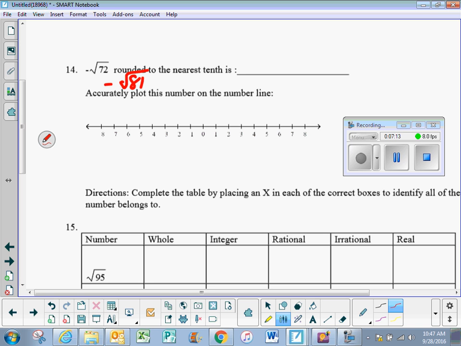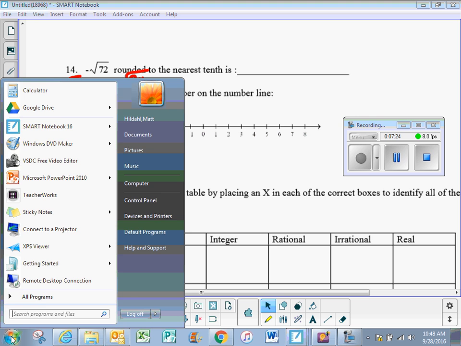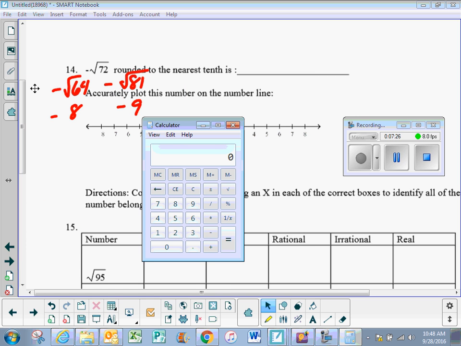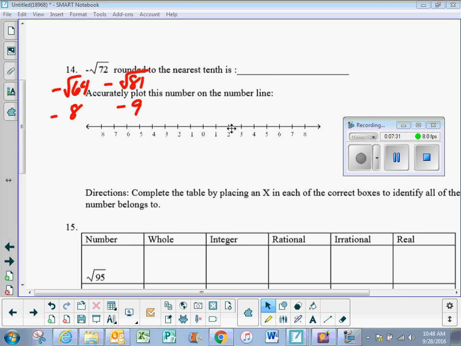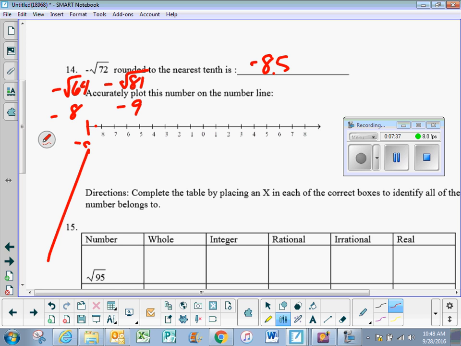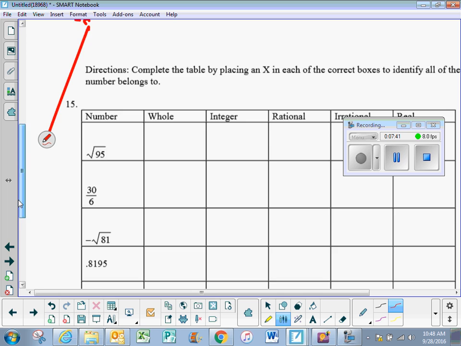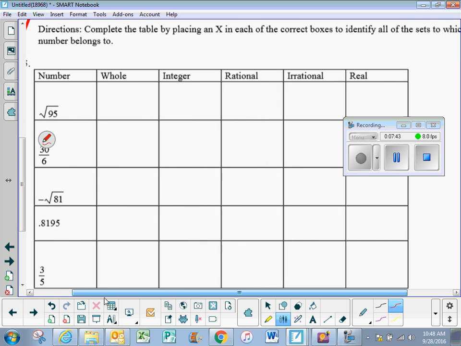Well, negative radical 81. And what's before it? Negative radical 64. So that's -8 and -9. So what is negative radical 72? It's -8.5, and it's negative. Some of you did not put the negative. Here's -9, it's right there. This one was just like the review.